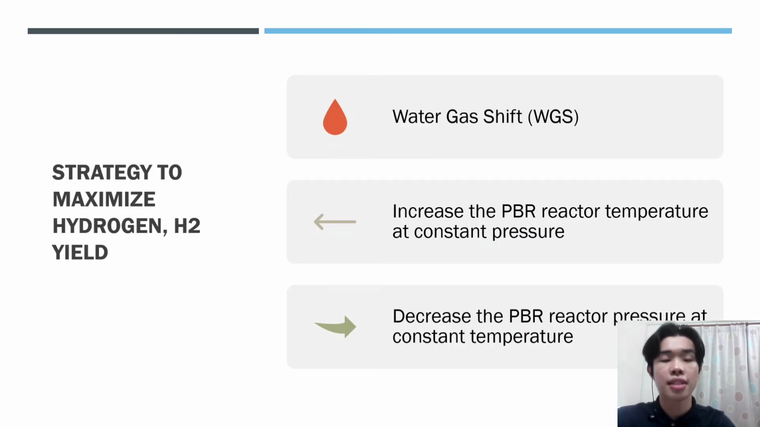Last but not least, the strategy we are using to maximize the hydrogen production yield is adding the water-gas shift process after the reforming process, and increasing the reactor's temperature at constant pressure and then decreasing the reactor's pressure at constant temperature in order to maximize the hydrogen yield. And that's all for the reaction engineering part. Let's move on to the process modeling and simulation.